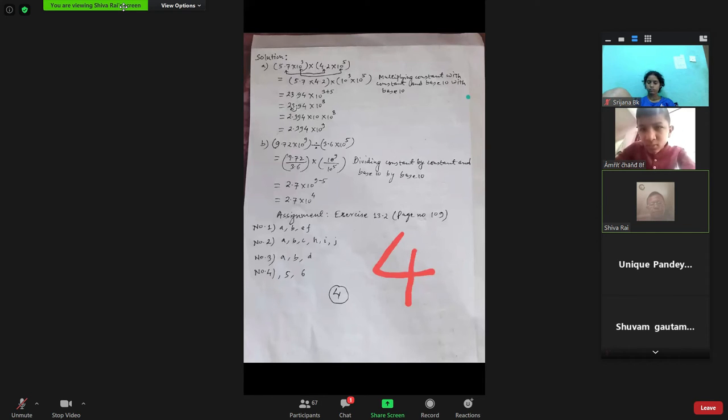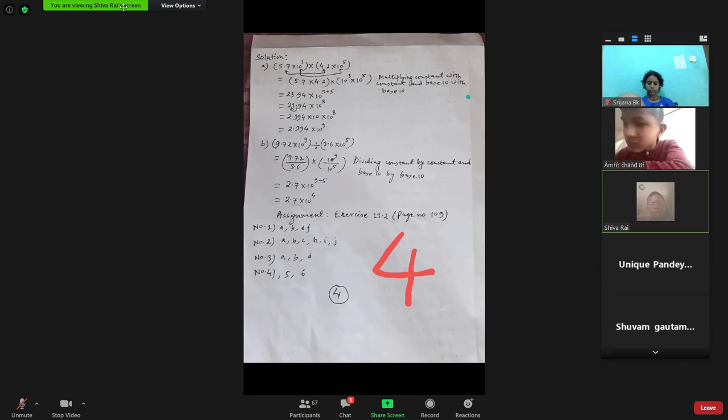It means 10 cube with 10 to the power 5. You multiply, so you put them together: constant with constant, base 10 with base 10. So here 5.7 into 4.2 is 23.94. Into now 10 cube into 10 to the power 5. They have the same base, so powers are added. If they have the same base, power we can add. So 3 plus 5 you write. Now 23.94 into 10 to the power 8.